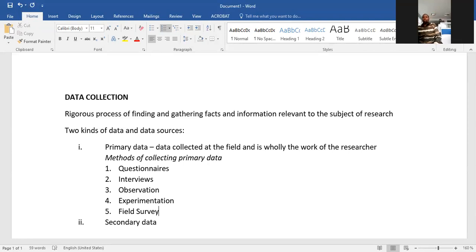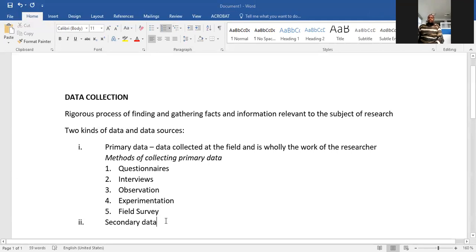Primary data is what you go out yourself as a researcher. You go out and gather. You go out and look for those kinds of data yourself. For instance, if you go out with questionnaires and you go to ask people questions, you are gathering primary data. You are gathering data that is directly sourced from the field.